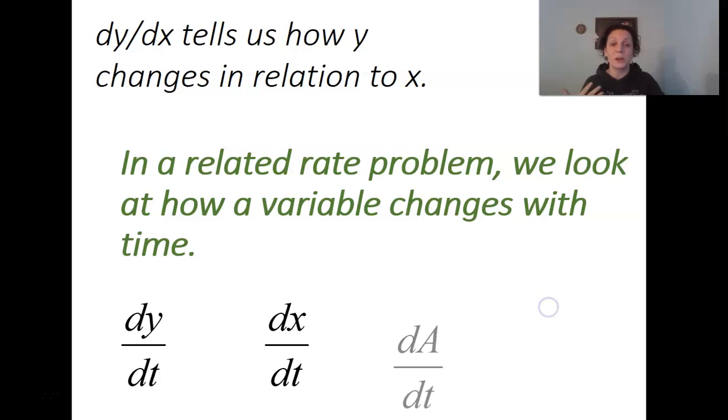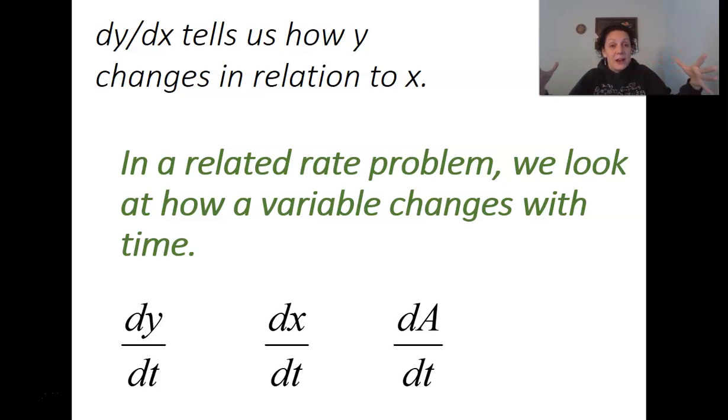For example, we're going to see things like dA/dt, a change in area over time. We'll see a surface that's growing, and as it grows, how is the area changing? The area is going to change at a rate that depends, hence the words related rates, on how other things are changing. Is it a circle? How quickly is the radius changing? Is it a triangle? How quickly is the height changing? That's going to affect how quickly the area is changing.